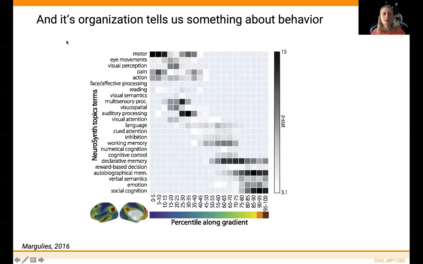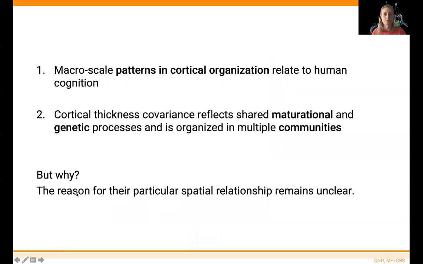Indeed, looking at the Neurosynth co-activation meta-analytic atlases, he could show that the lower percentiles along the gradient mostly correspond to motor processes, pain, action, eye movement, and visual perception, whereas the higher ends of the gradient seem to relate more to abstract thoughts, such as social cognition, emotion, verbal semantics, and autobiographical memory. So it seems that the organization of the cortex also tells us something about the organization of cognition.